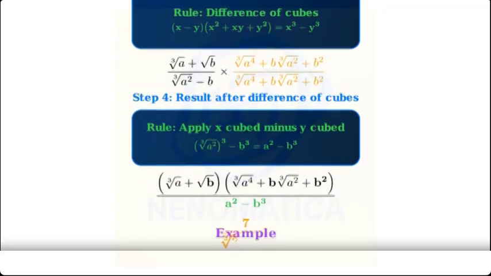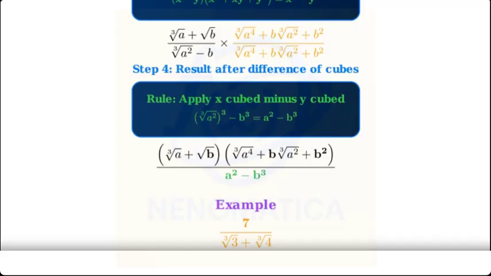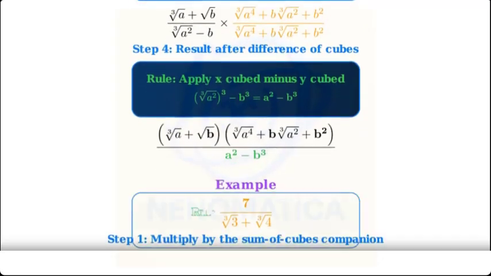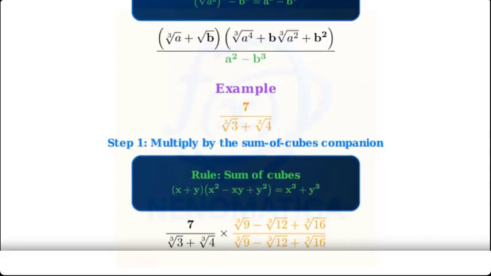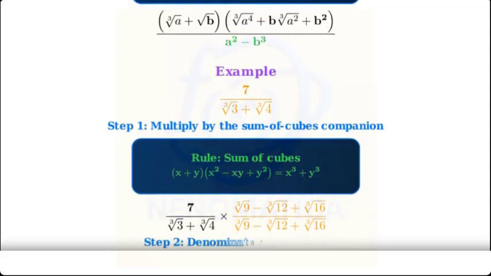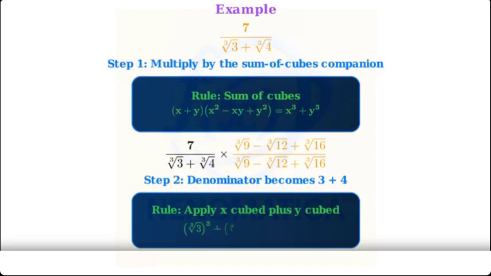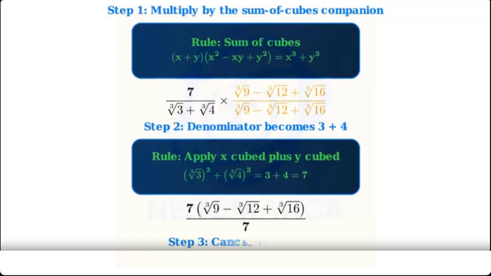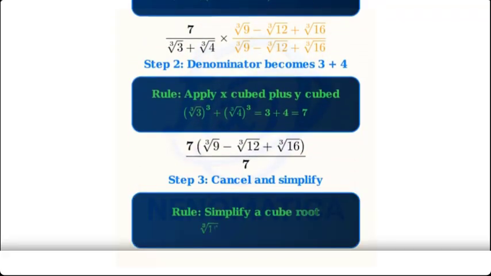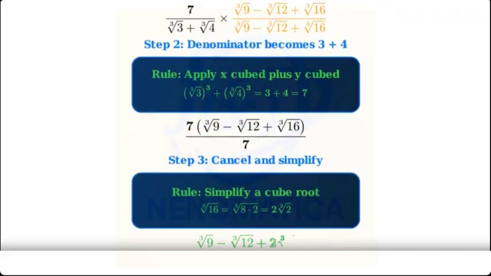Let us do a second example that exactly mirrors the algorithm shown in many worked solutions. Here we rationalize 7 divided by the cube root of 3 plus the cube root of 4. Step 1. For a sum of cube roots, multiply by x squared minus xy plus y squared over itself, where x is the cube root of 3 and y is the cube root of 4. Step 2. The denominator becomes 3 plus 4, which equals 7, by the identity for the sum of cubes. Step 3. Cancel the factor of 7 and simplify the cube root of 16 as 2 times the cube root of 2.